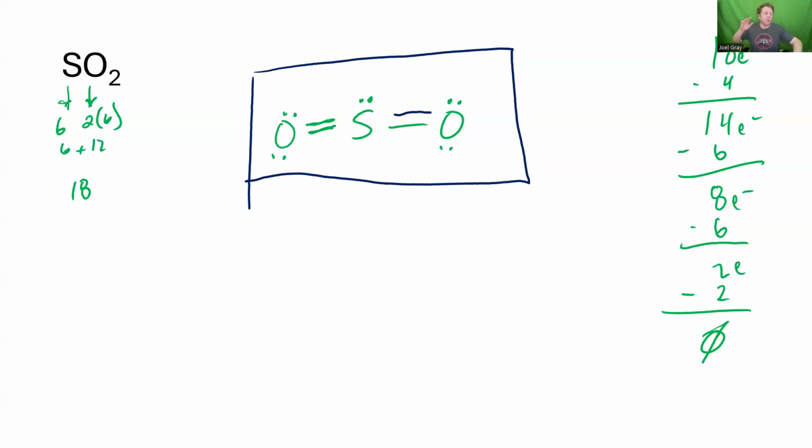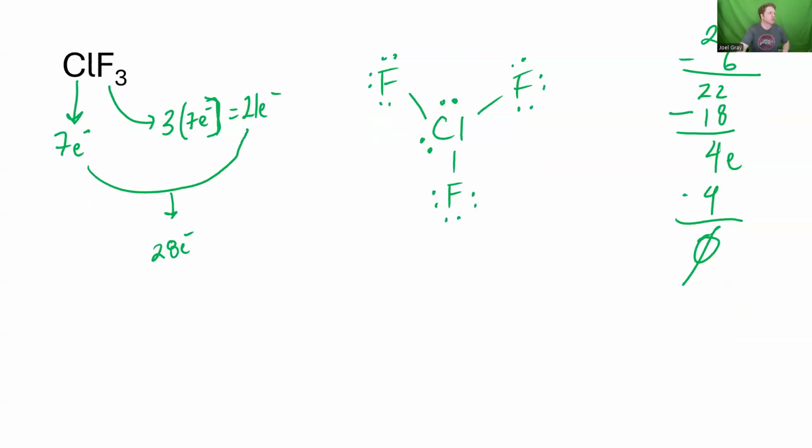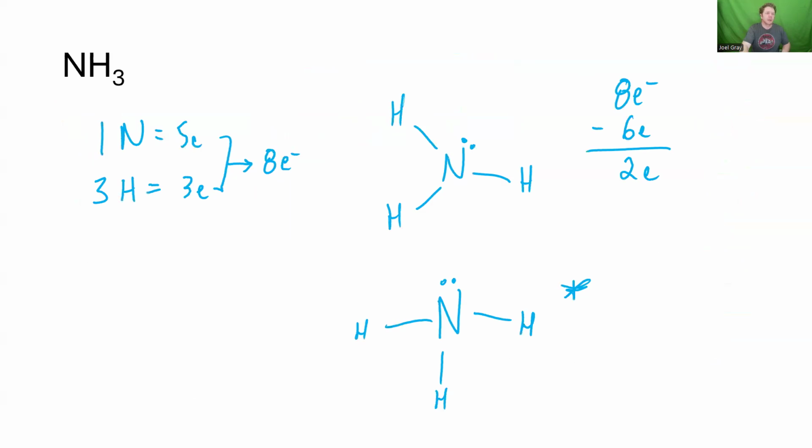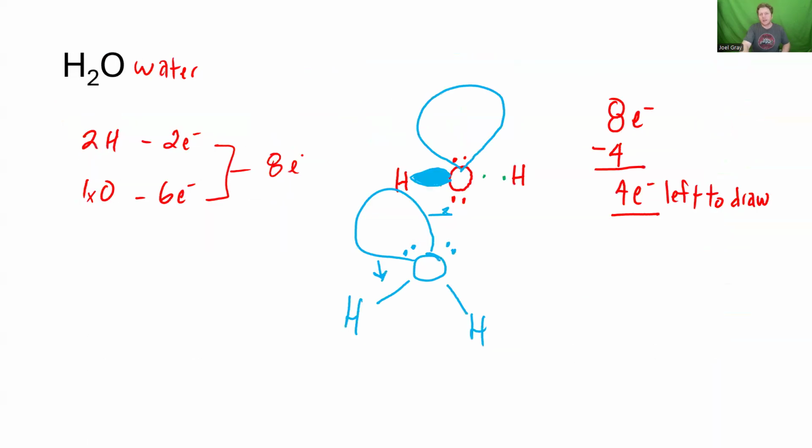Okay, so what we've gone through is SO2, ClF3, SF4, NH3, and H2O. All of these are molecular compounds. All of these molecular compounds have a lone pair of electrons. Some of them have multiple lone pairs of electrons, either on the central atom or, if we talk about those with fluorine, multiple lone pairs on adjacent atoms. I think it's good to now think about what these compounds are actually called.